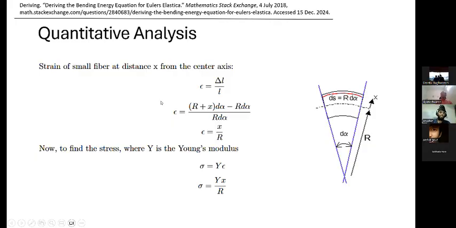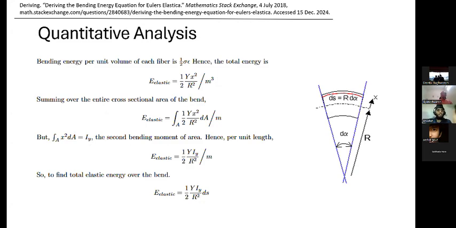Now, to find the stress in that fiber, where let's say Y is the Young's modulus, obviously stress is just equal to Y times strain. So we get stress is equal to Yx by r. Now, if we want the bending energy per unit volume of each fiber, that will just be half times the stress times the strain. Hence, the total energy per unit volume of the fiber will be half times Yx squared by r squared for every meter cubed, because we're taking per unit volume, obviously.